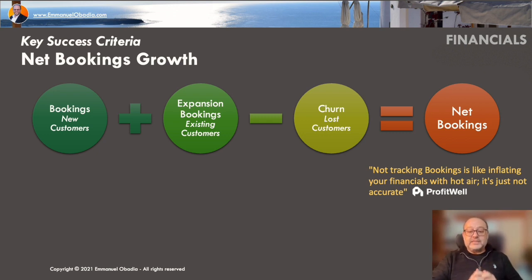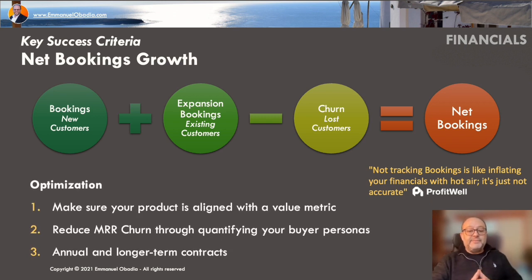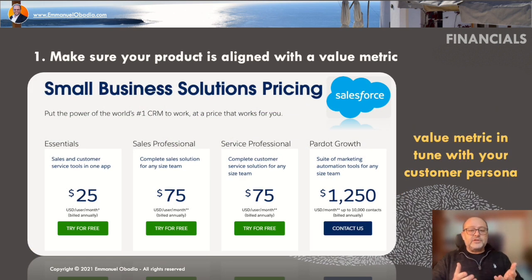Additionally, annual contracts are a wonderful way to boost bookings considerably. Now let's look at how to optimize that. There are 3 ways to do that. But first, you need to understand what a value metric stands for. A value metric is the way a company measures the per unit value of their product for sale.